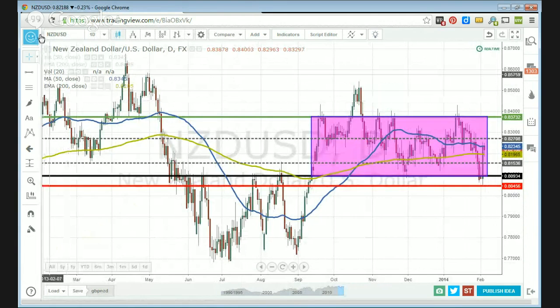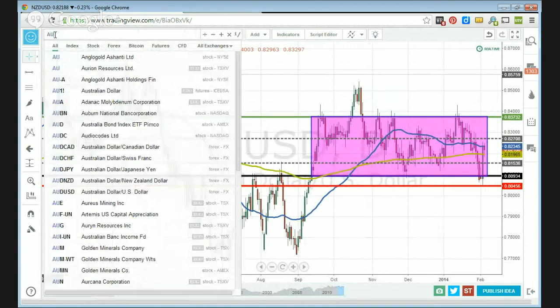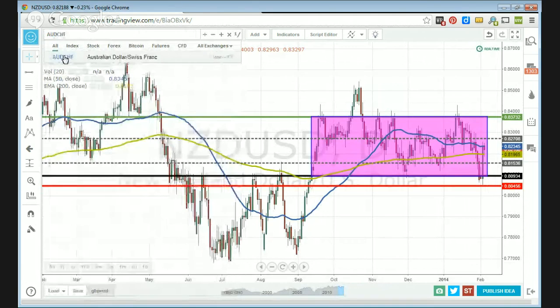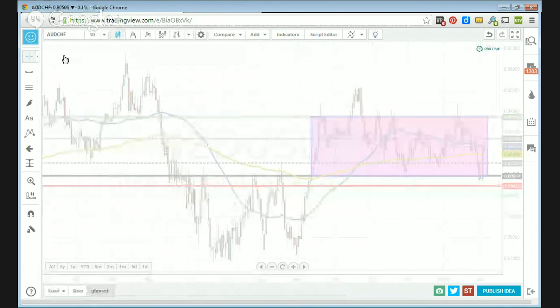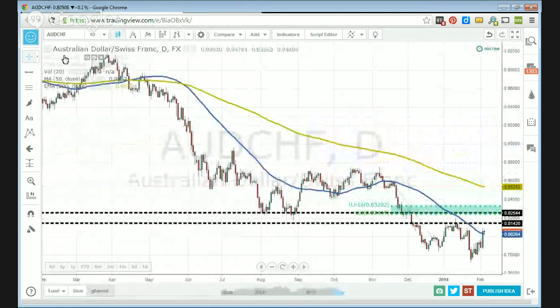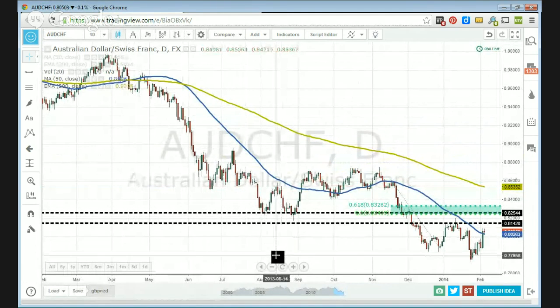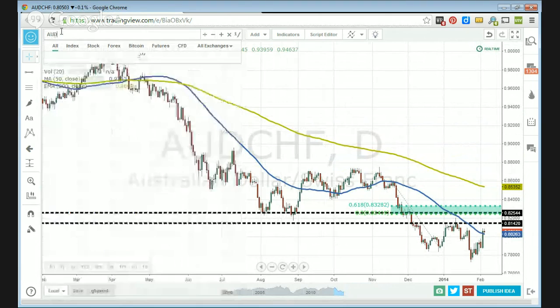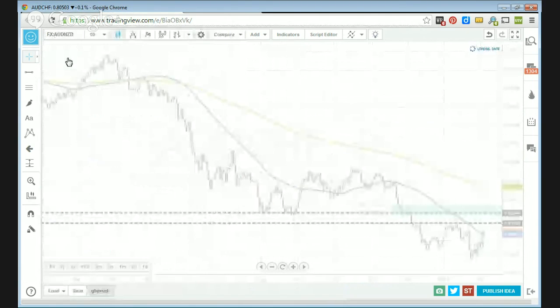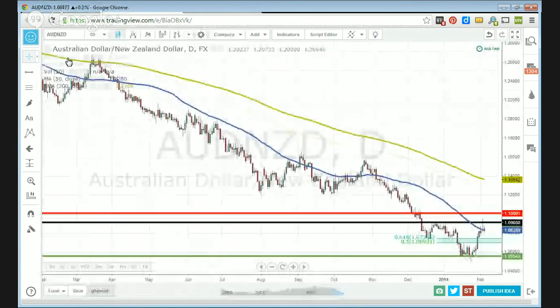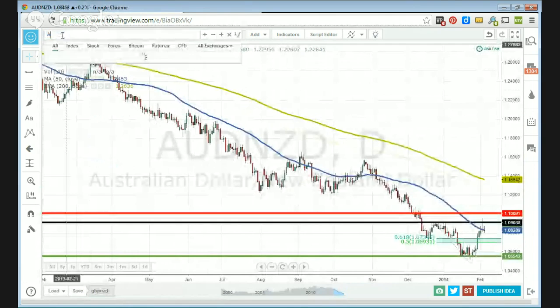Okay. One last thing I want to check out is Aussie Swiss. Okay, yeah, this is still... There might be an opportunity here, but it's got to pull back at least another 120 pips to this black line before we can really consider anything. So to recap, two orders we placed. One is Aussie New Zealand. And the other one is short Aussie dollar.